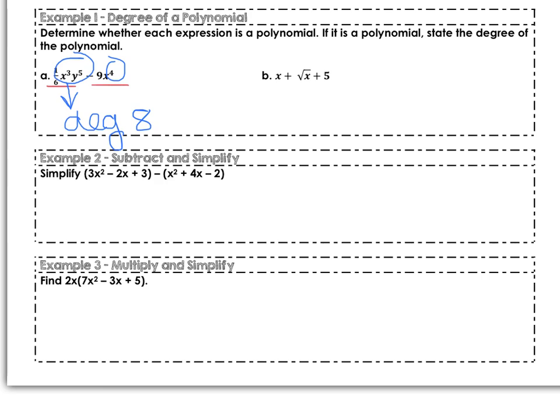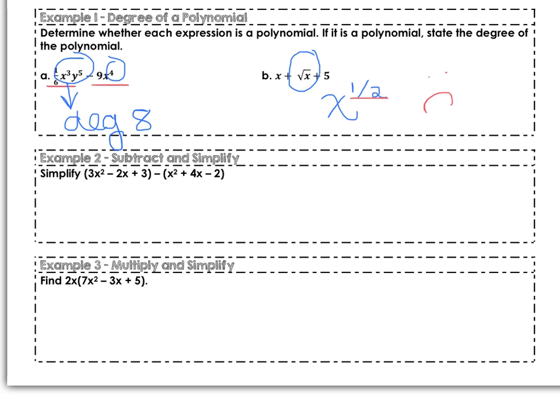Okay? Now, what's holding B back? The reason he is not a polynomial is this term, the square root of x. If you remember from our rational exponents, that means he's really just x to the 1/2 power. And because he has a fractional exponent, it makes it not a polynomial.